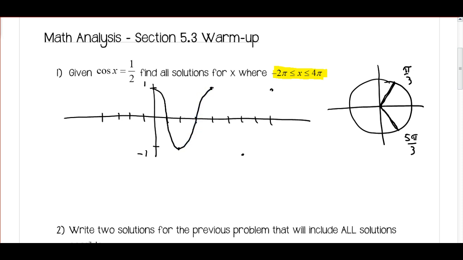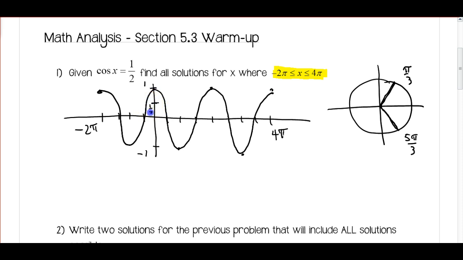Here's the first one, and then here's the second one, and then we have to go over, this is 4 pi over here, and we have to go over here to negative 2 pi. So I'm going to come down here and then back up and then to there. So something like that. So here's our 3 periods, and we want to find the angles where the cosine is a half. So here's my half value.